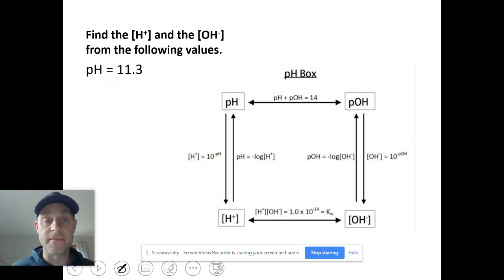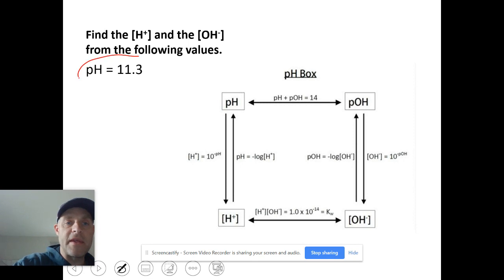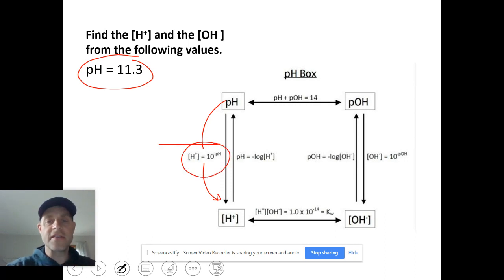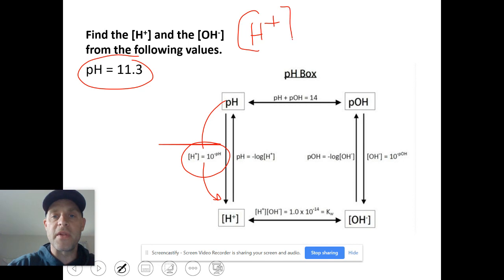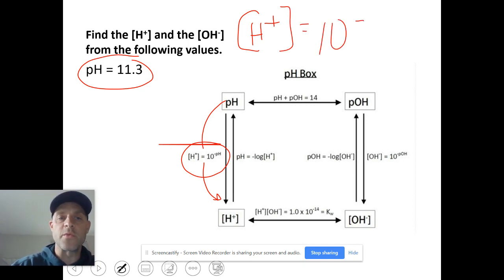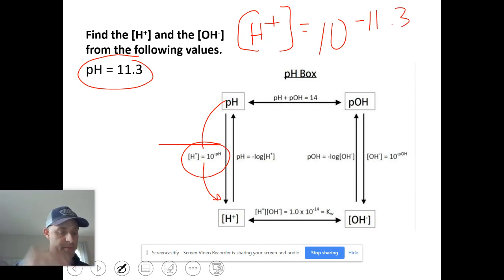Let's do another one. Again, find the concentration. What am I given? I'm given the pH, so I'm going from pH down to concentration. Here's the equation I'm going to use. Again, it's the same equation: H plus concentration equals 10 to the negative pH. What's my pH? 11.3. And that's an exponent.